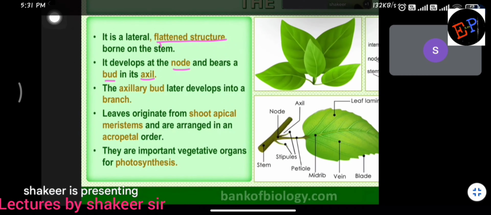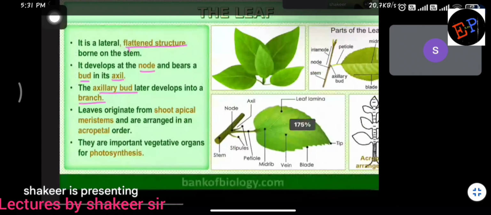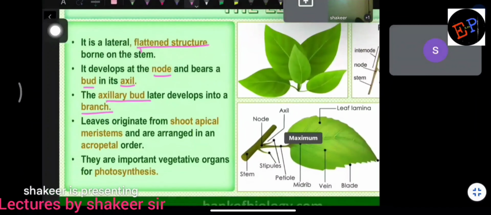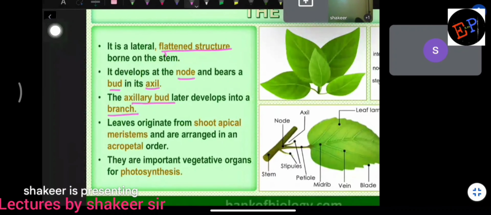Okay. So the axillary bud later develops into a branch. Are you able to see that? So this axillary bud, it later develops into what? It later develops into a branch. Already we have studied. And from a node, what will originate? From the node, leaves will originate. Already we have studied, no?